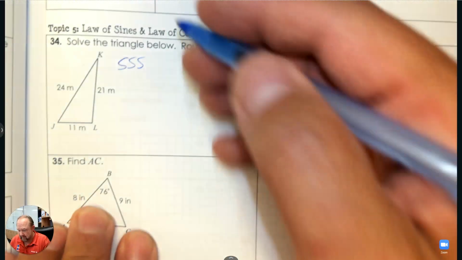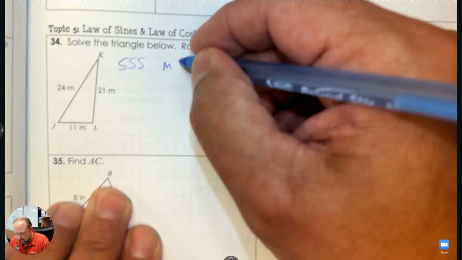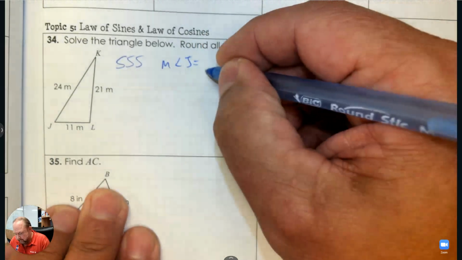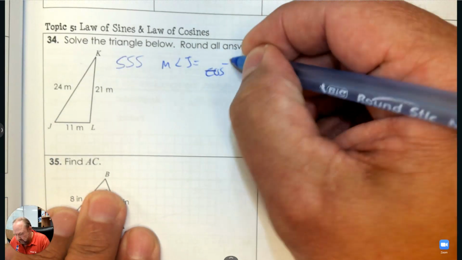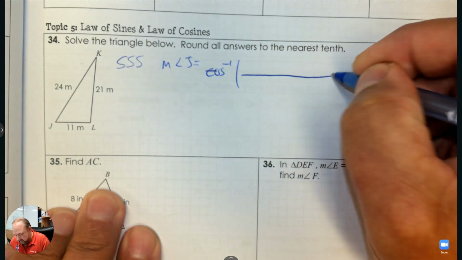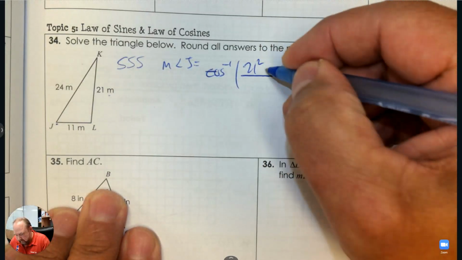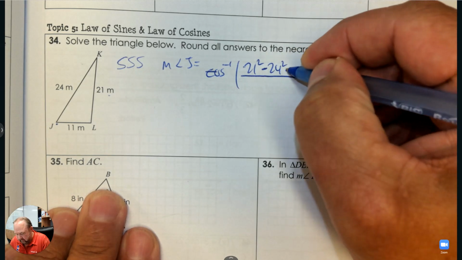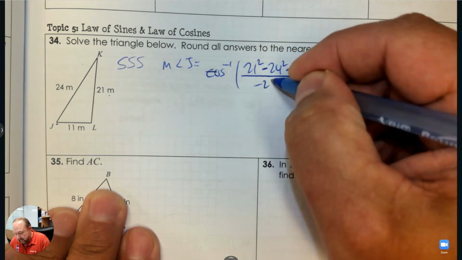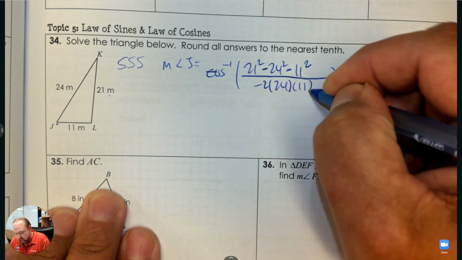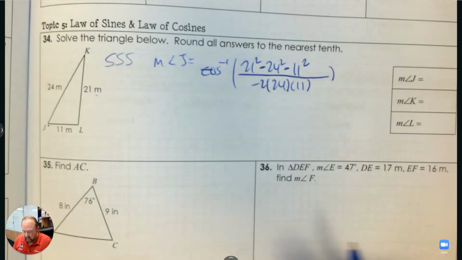So let's pick J. If I want the measure of angle J, first of all, inverse cosine, then a big fraction. And then for J, what side is opposite? You square it. Then subtract the other side, subtract, the order doesn't matter. And then -2, and those last two sides again, and then type that in the calculator.